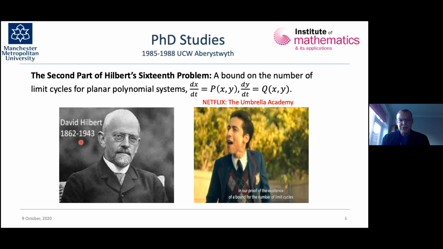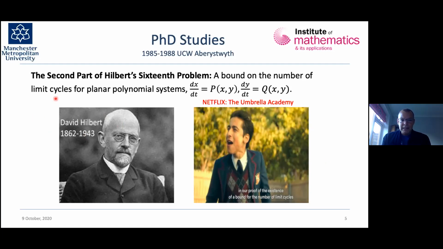Here we have a picture of David Hilbert, and if any of you watch Netflix, there was a show called The Umbrella Academy, and they were traveling through time, etc. You'll see here that in order to travel through time, they actually needed to prove the existence of a bound on the number of limit cycles. So in the show, they claim to have found a solution to Hilbert's 16th problem. It's great to show our students this, to see it in the news.